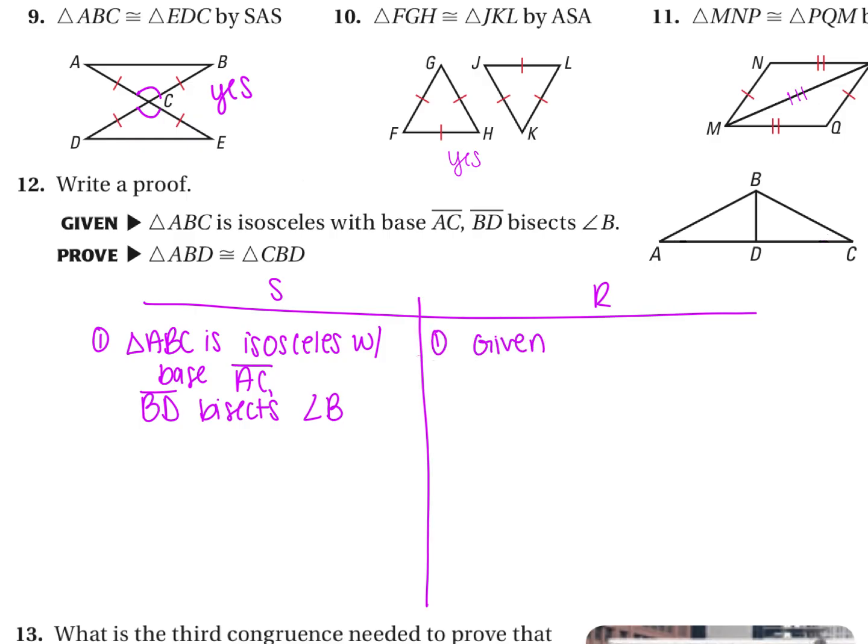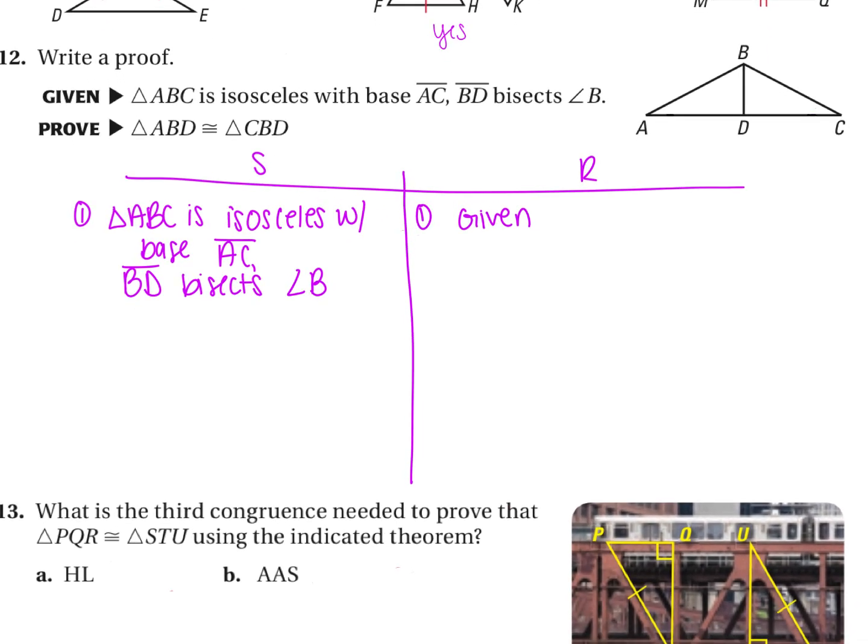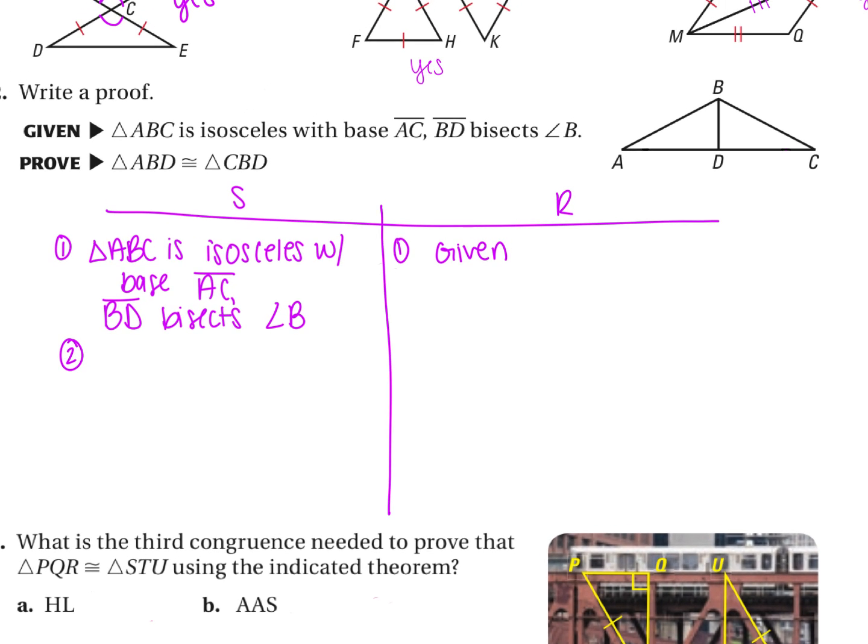So if I know something is isosceles, this is going to be my second statement. If I know something is an isosceles triangle, then I know there are two segments that are going to be congruent. So I know that AB and BC are congruent. So that's going to be my second thing. AB is congruent to BC. How do I know? That is the definition of isosceles triangle. I'm going to have two segments that are congruent.